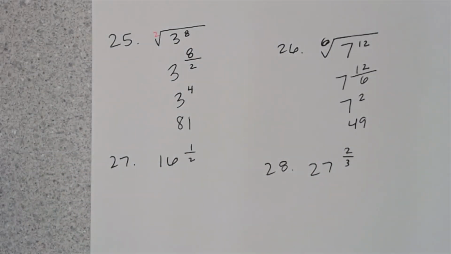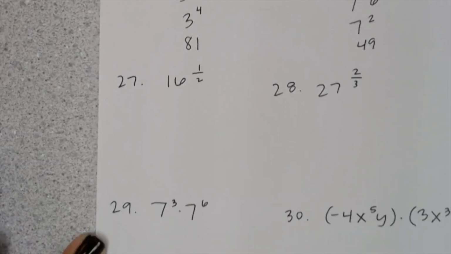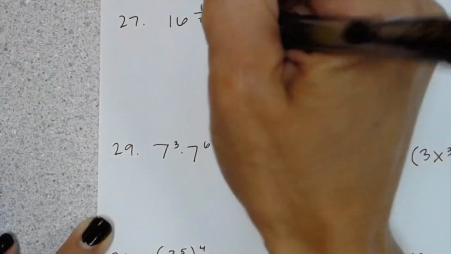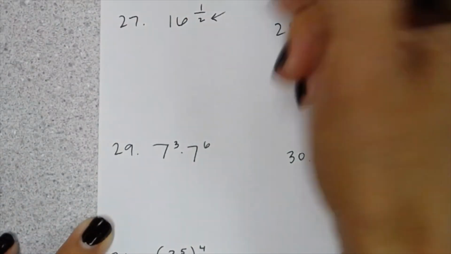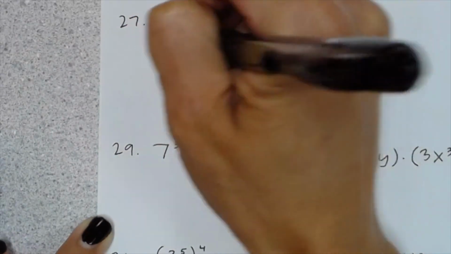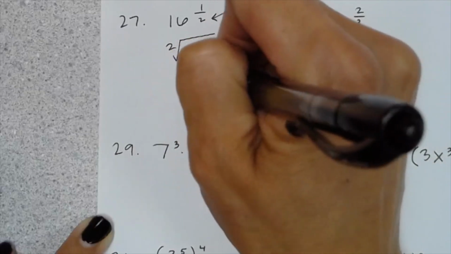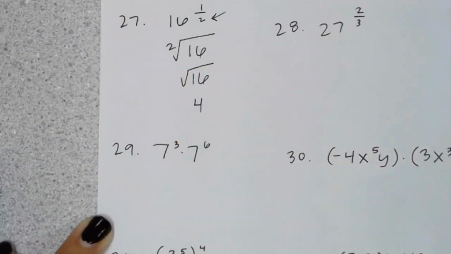For 27, we're going in the other direction, so we're going to take our rational exponent and rewrite it as a radical expression. So because it's a 1/2, the 2 indicates the root, so that's going to be a 2 as your root of 16, but we don't usually write it like that. We usually just write square root of 16, so your answer is 4.